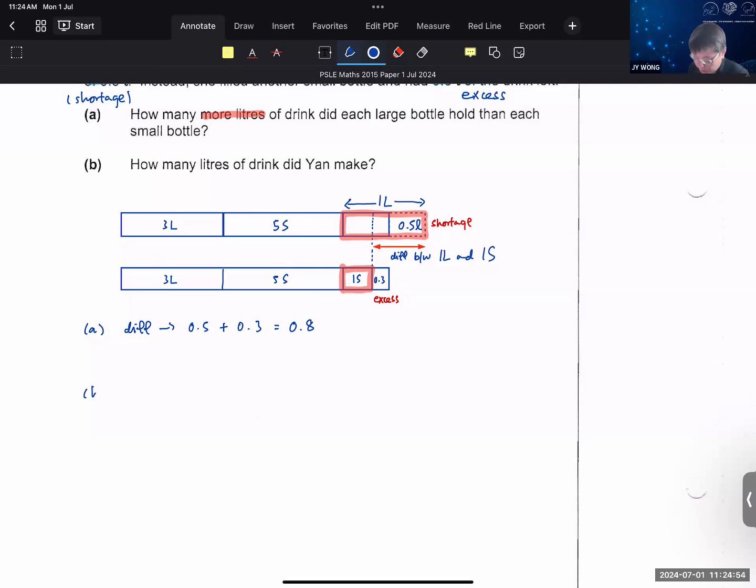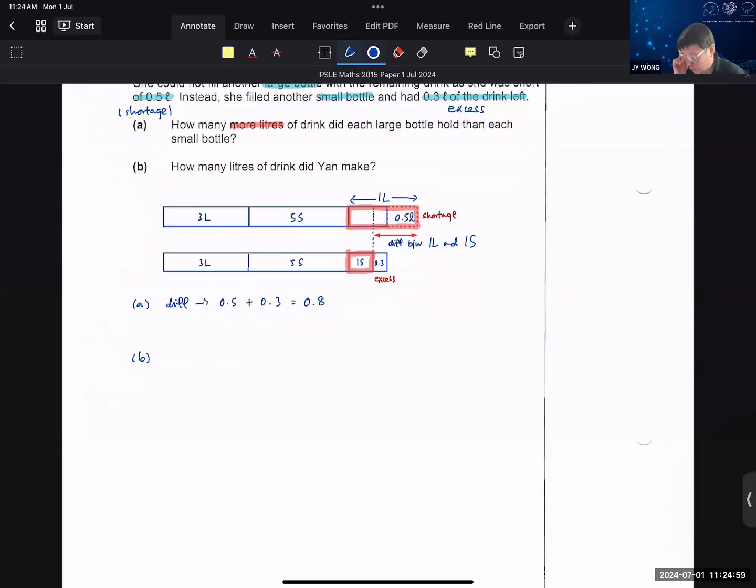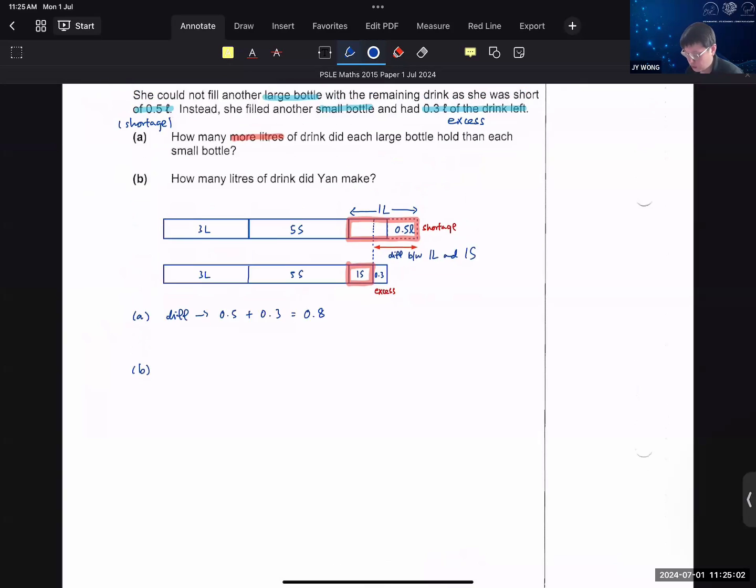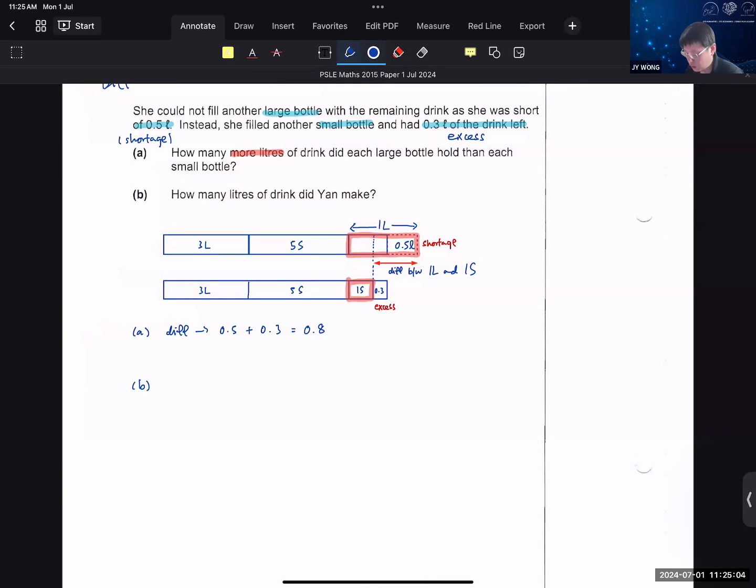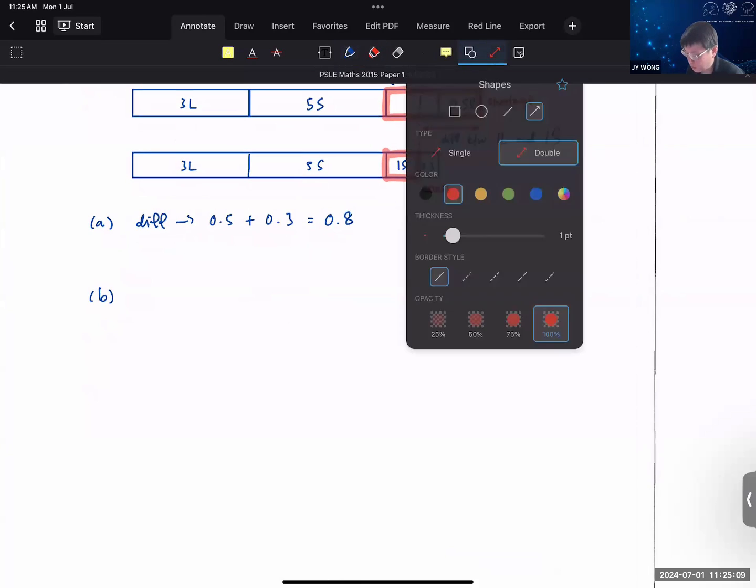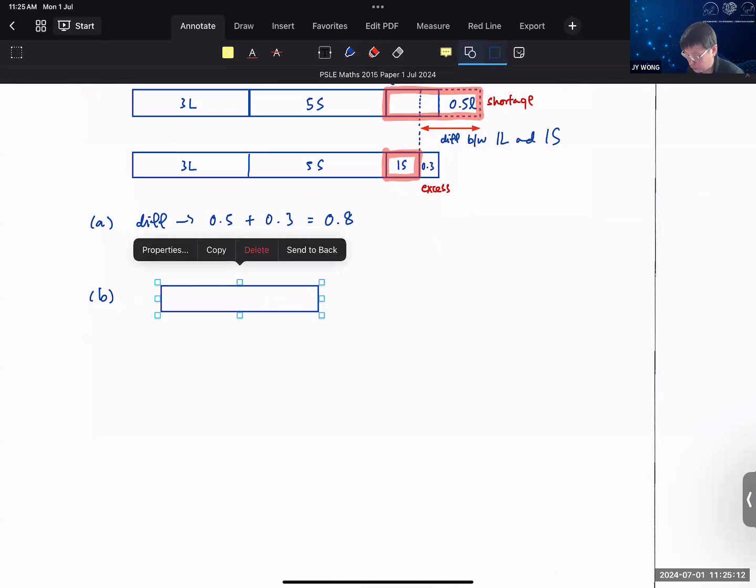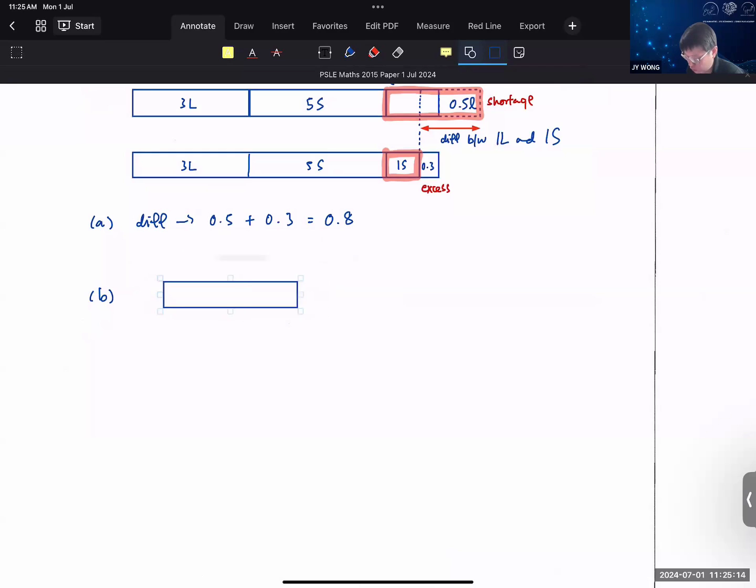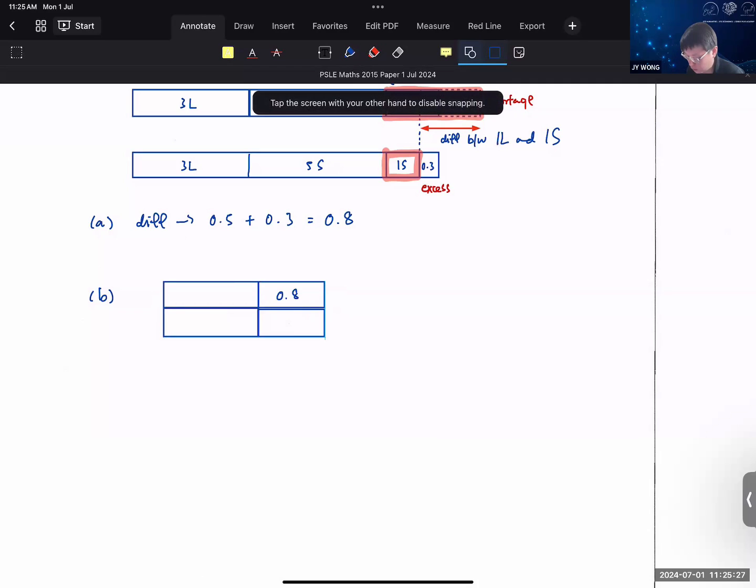Then we look at part B. How many liters of drink did Yen make? Once you find the difference, you will be able to find it. Because you now know how many large and how many small she has, right? So she has 3 large. Each large is 0.8 more than each small. So I will actually go and draw the stacking model. I know some of you don't need a stacking model to solve it, but I draw the stacking model because it's easy to visualize.